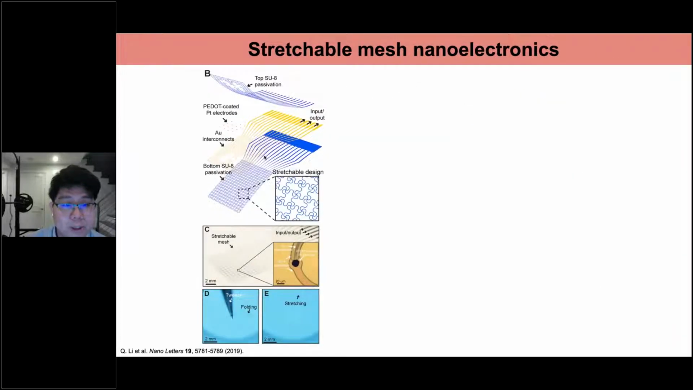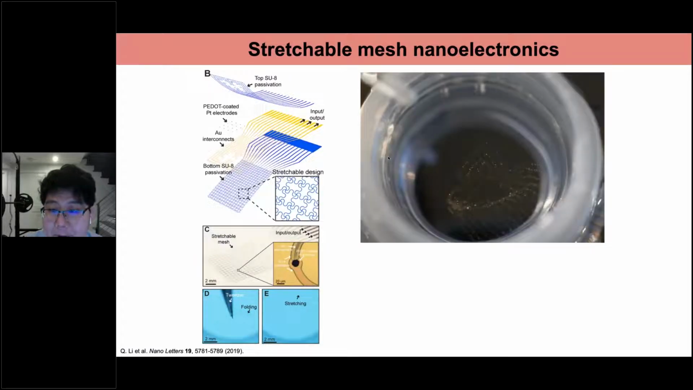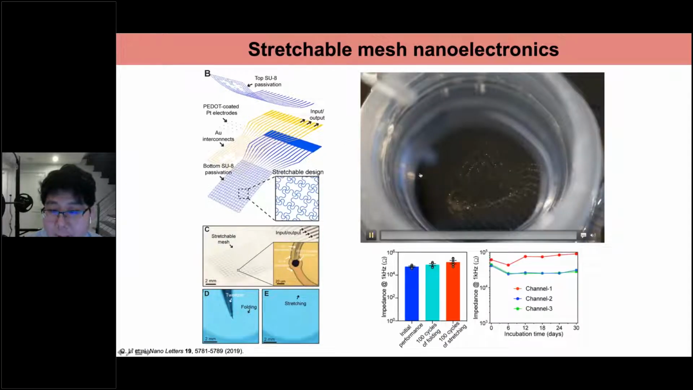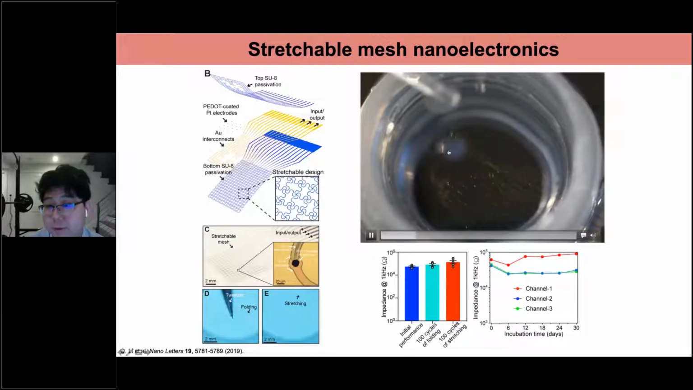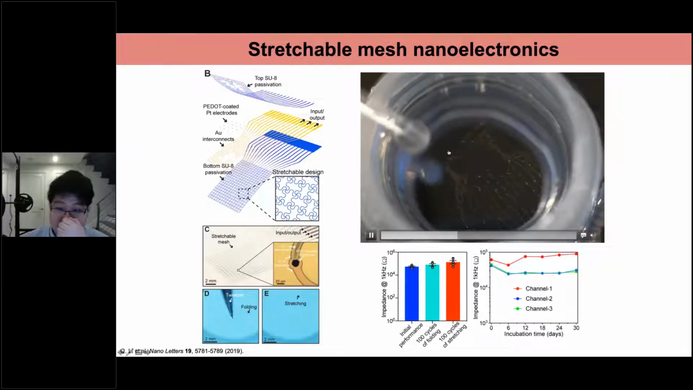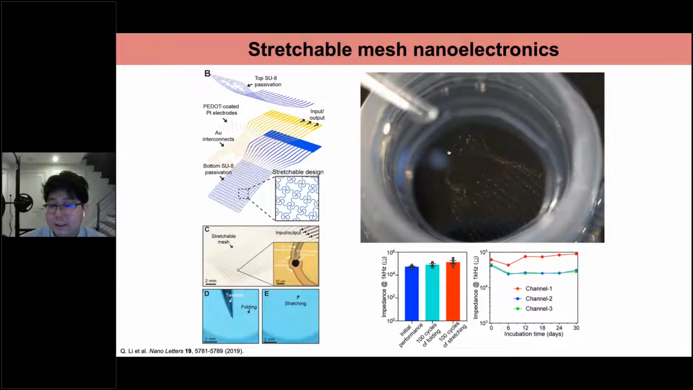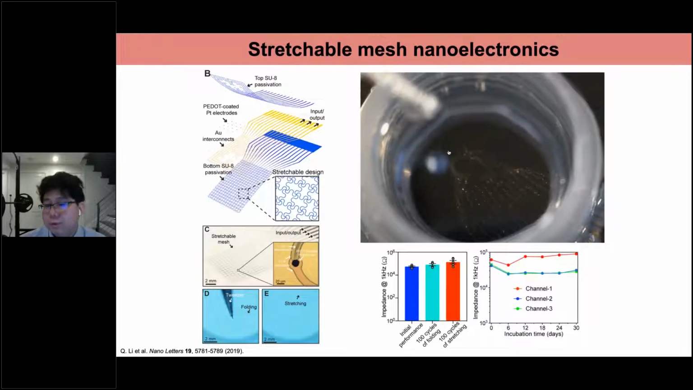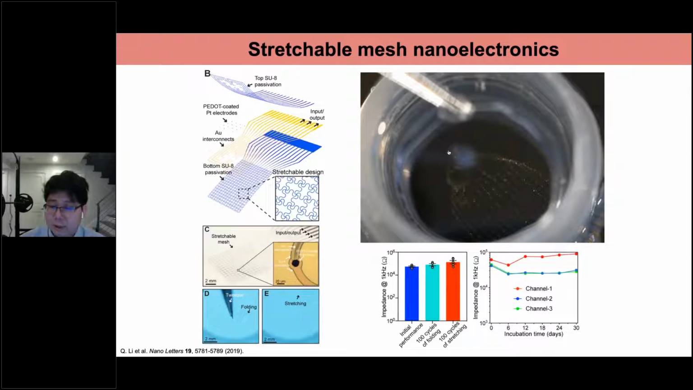So this is the stretchable mesh electronics that we designed. We implement this serpentine structure developed by Professor Rogers' group into those mesh nanoelectronics. And this is the video of the mesh nanoelectronics. You can see that it's released from the silicon substrate, and it is so soft that even the floating of the water can easily stretch them.